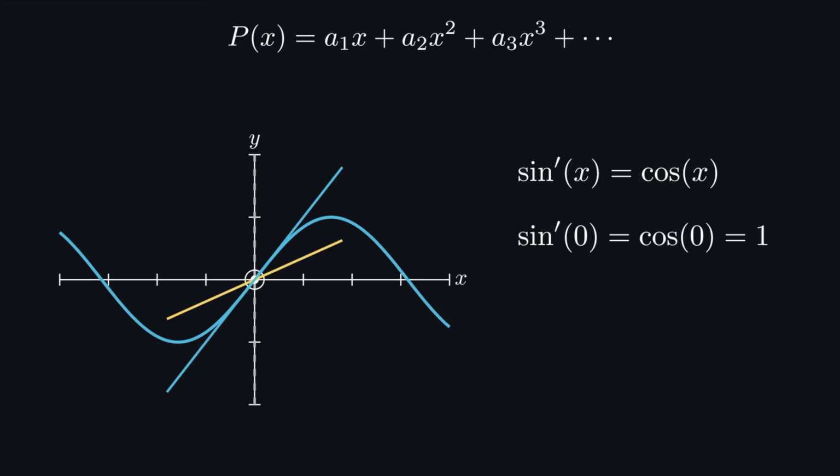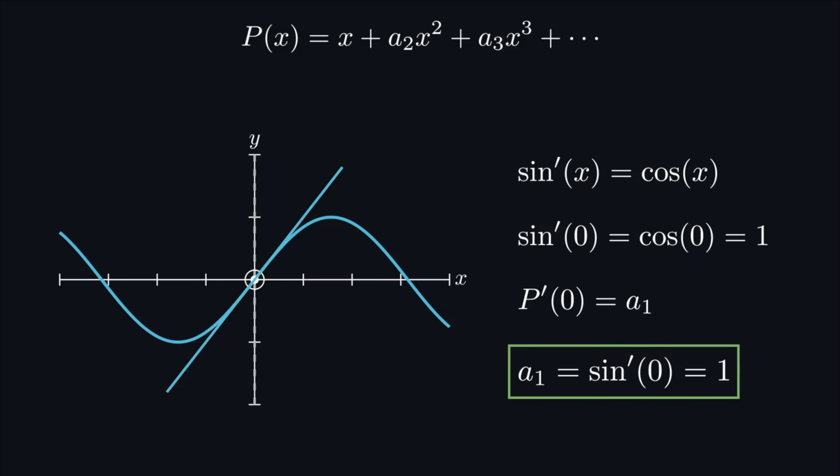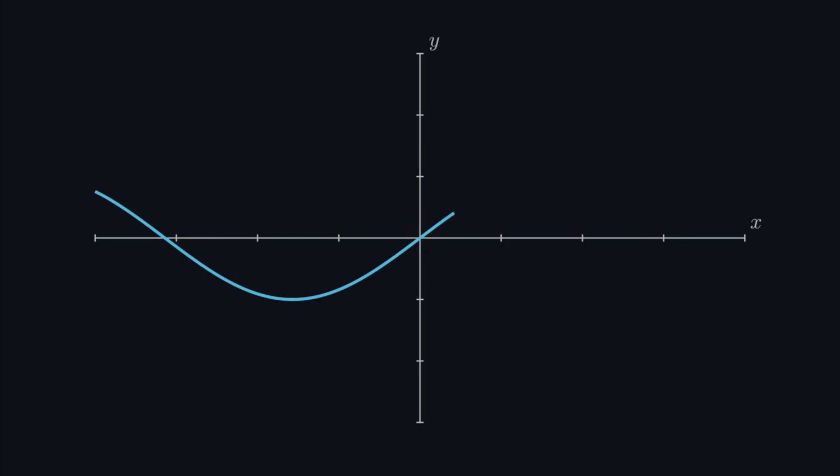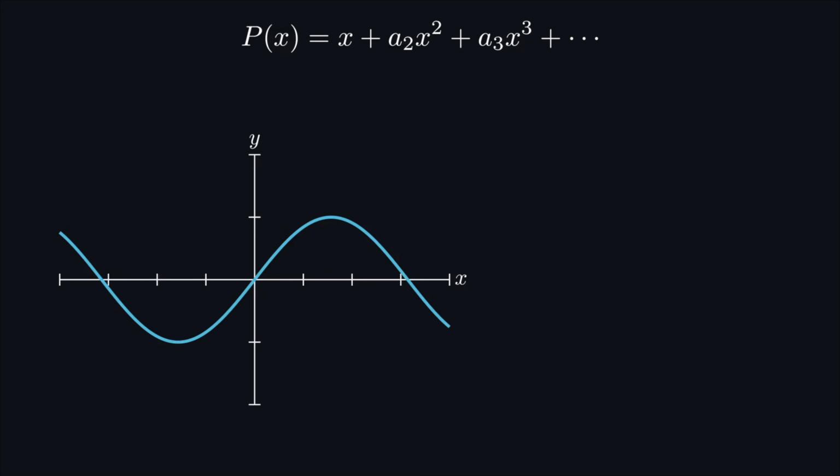So if we compute the derivative of our polynomial, we would get a1 plus 2a2x plus 3a3x squared, and so on. And at x equals 0, this becomes simply a1, because we are forcing it to equal 1. So we simply set a1 equals 1, and our polynomial becomes the following. At this stage, our polynomial and the sine curve share the same value and the same slope at the origin. And if you recall from the beginning of this video, this is what we had initially. But how do we extend it from here?